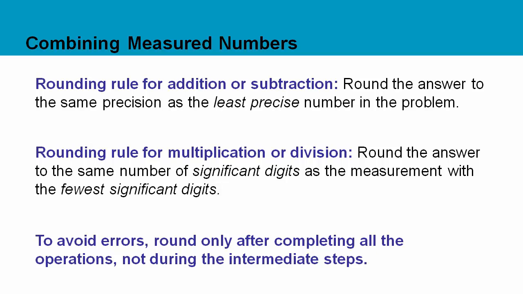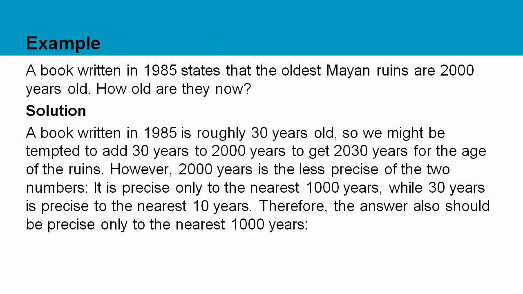adding or subtracting something. And then when you're multiplying, you round to the same number of significant digits as the measurement with the fewest significant digits. So you're basically rounding to the fewest number of significant digits for all numbers involved in the multiplication and division. So here are some examples.